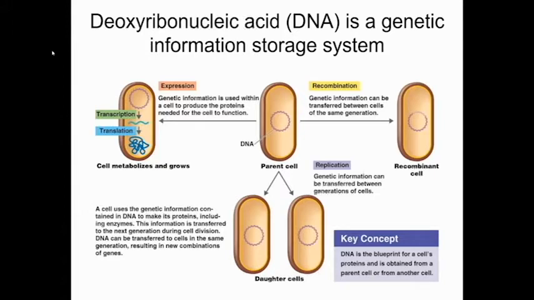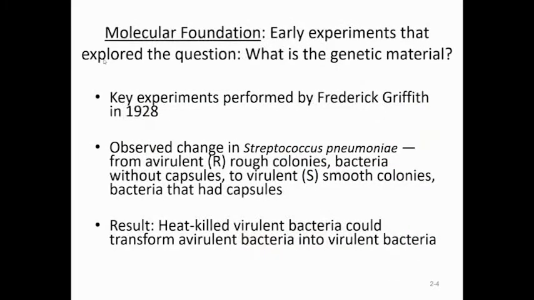Okay, and as I said, the first mechanism will be the transformation. So transformation, basically, was the first experiment to demonstrate that genetic material can be transferred from one bacteria cell to another bacteria cell. That was in 1928, almost 100 years ago, performed by Griffith, a very famous experiment, Griffith's experiment.